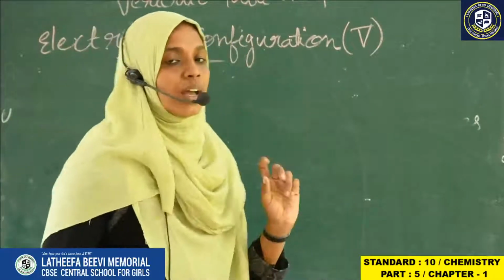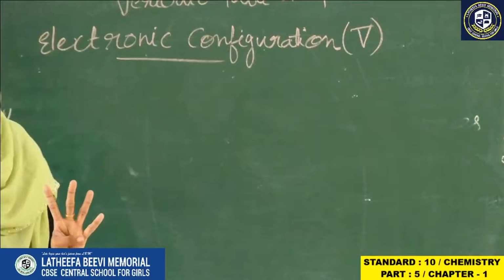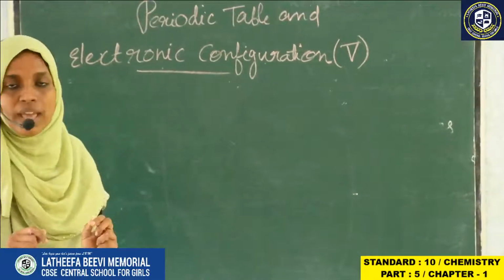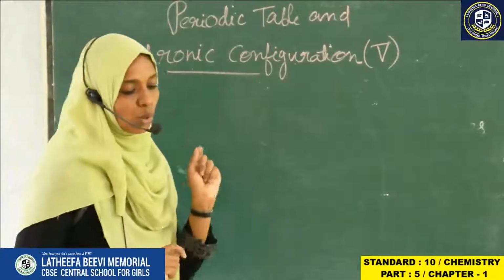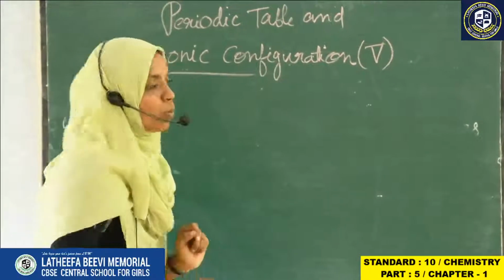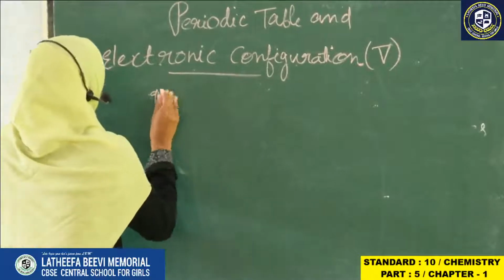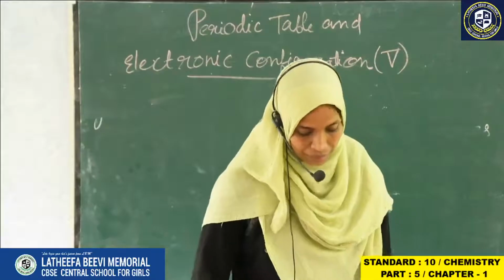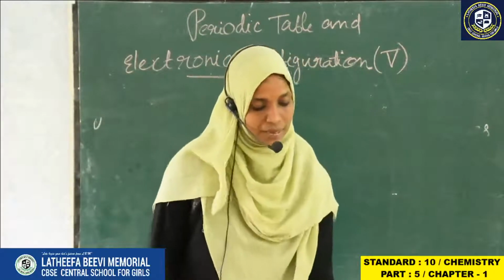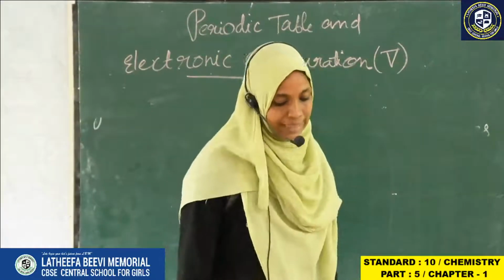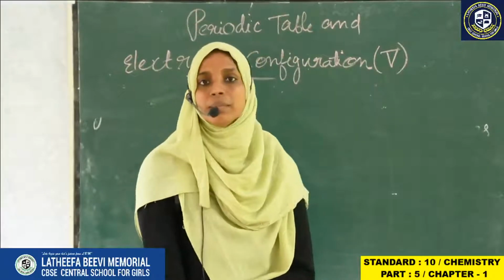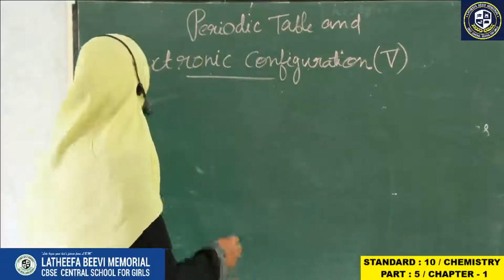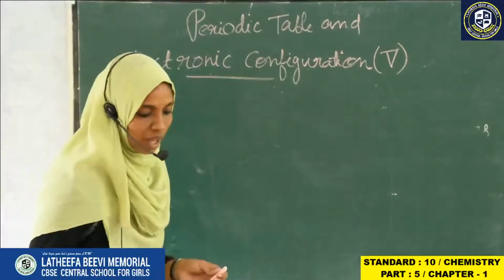We know that there are 4 main blocks: S block, P block, D block and F block. Today we are going to learn about the group number of S block elements. In your text on page number 18 you can see a table, and the first element is lithium. What is the atomic number of lithium?